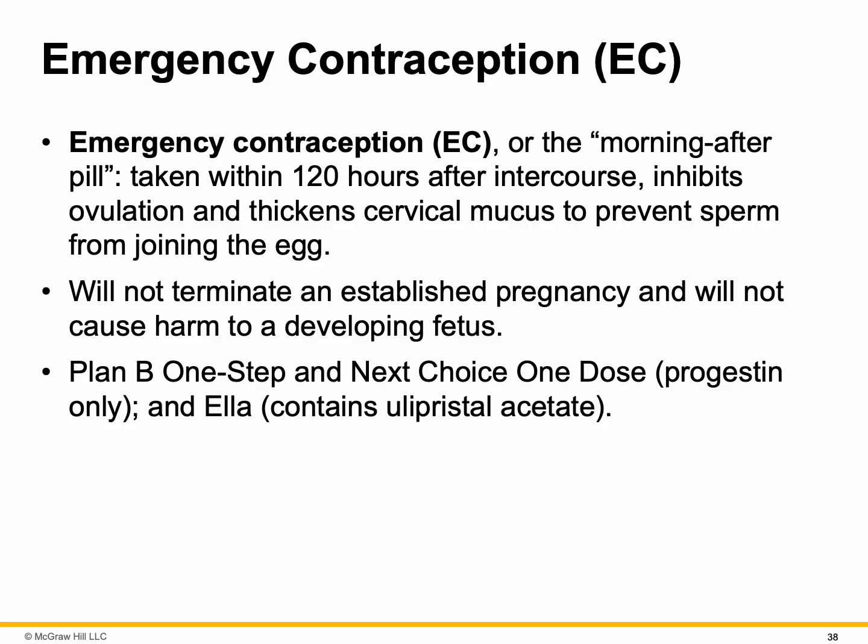Importantly, this is not an abortion pill. Emergency contraception will not terminate an established pregnancy, nor will it cause harm to a developing fetus. There are two types of emergency contraception: Plan B One-Step and Next Choice One Dose, which are progestin-only medications. The other is Ella, which contains ulipristal acetate. In all cases, no matter which option is chosen, emergency contraception is the most effective if it's taken as soon as possible after the event. And importantly, with the exception of Ella, most brands are available over the counter and without prescription in many cases.